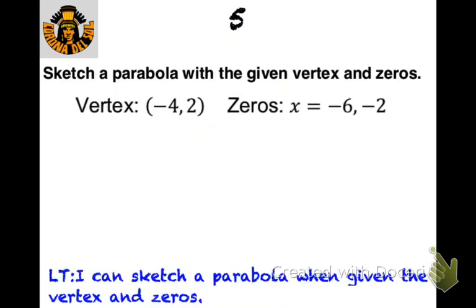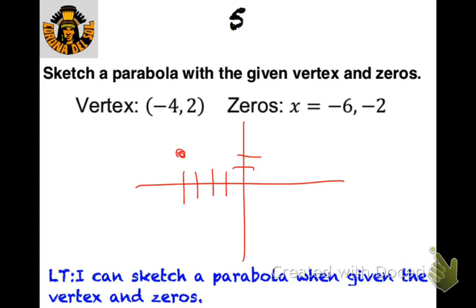All right, we want to sketch the graph. So the vertex is negative 4, 2. So we just go over to negative 4. We go up to 2. There's the vertex. And the zeros are wherever it crosses the x-axis. So it crosses at negative 2 and then at negative 6. And so we know the only way to sketch the graph would be opening downward.